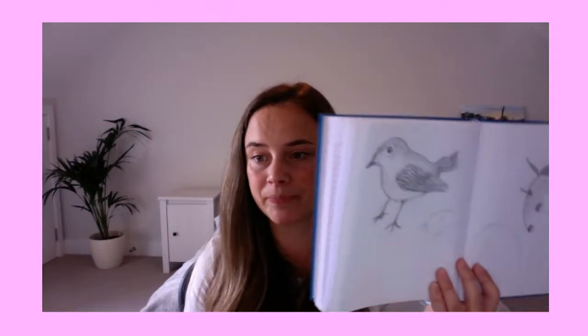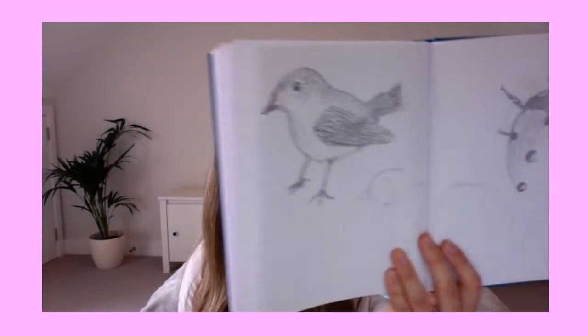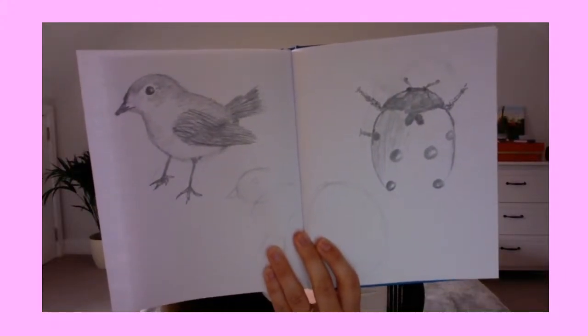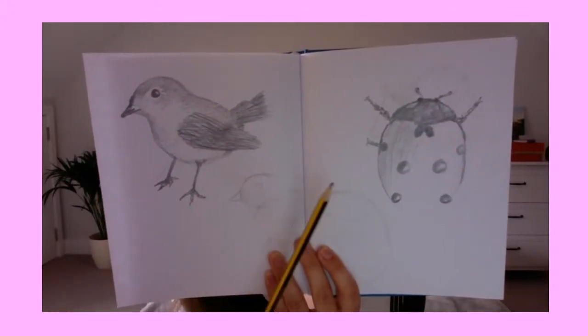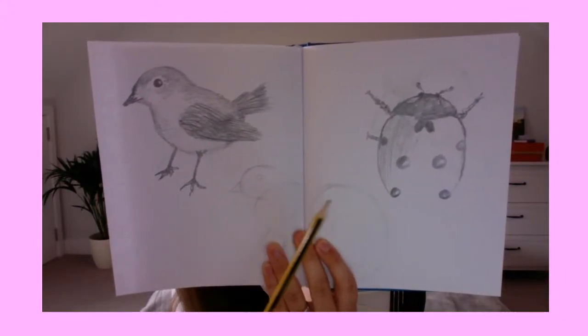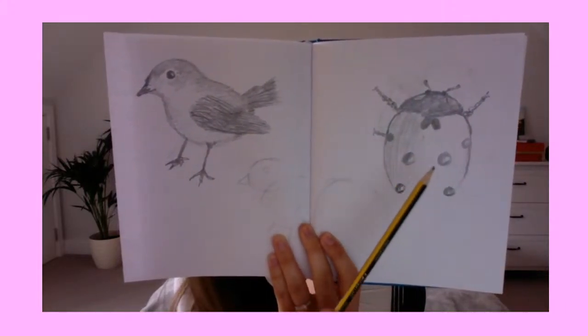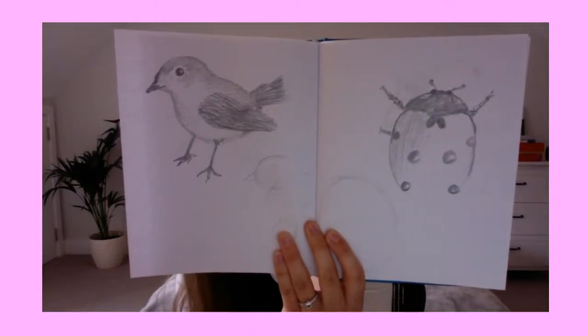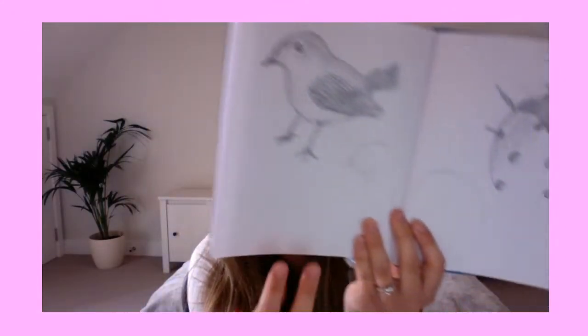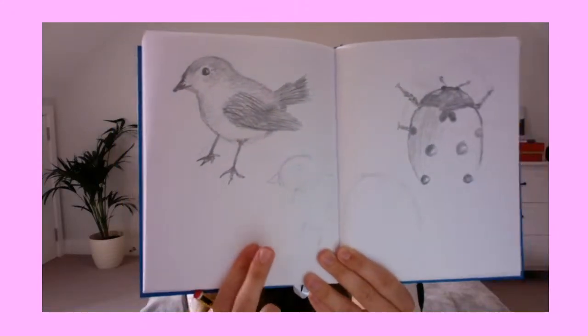So I also had a go at the ladybird there, and I started with doing that oval shape again, and then I started doing some shading as well. So don't worry, I'm not going to leave you. I will do some of this with you in a minute. I'm just showing some of the examples that I did.